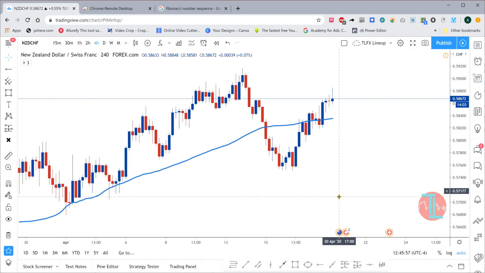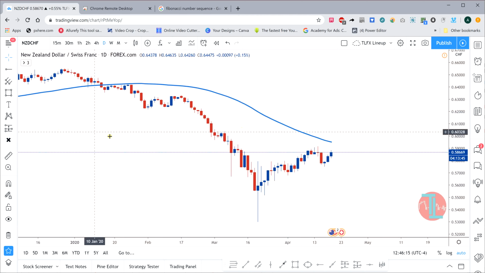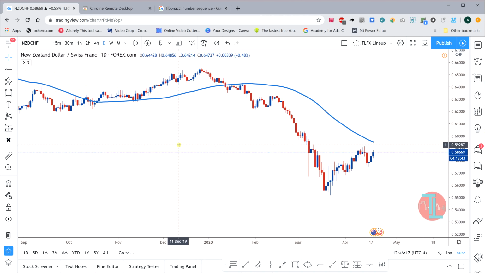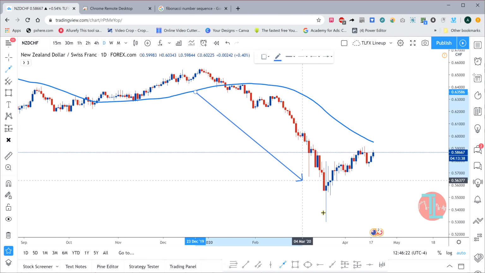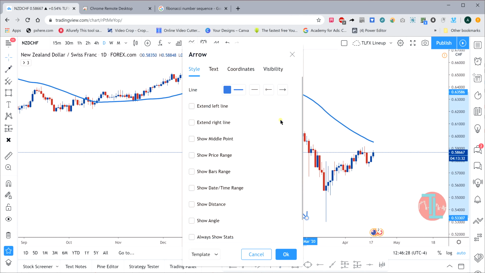All right, so here's the New Zealand dollar and the Swiss franc, the Kiwi chef. So where are we at with the Kiwi chef? Are we on a downtrend on the Kiwi chef? Yes, we are. We are on a downtrend on the Kiwi chef. So I have to consider this as a downtrend.